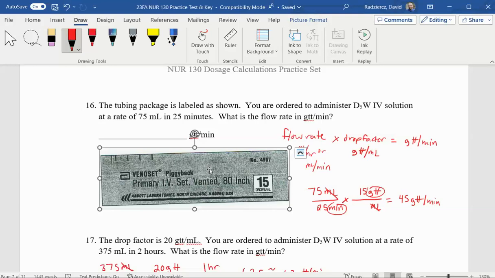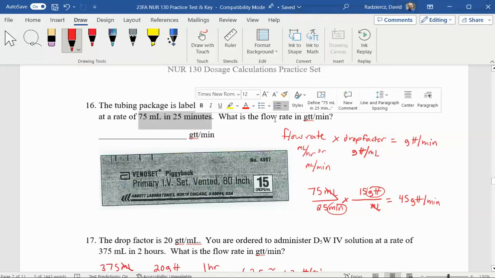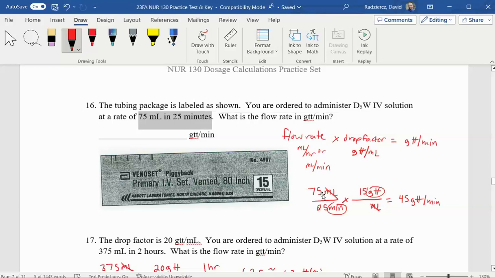In order to calculate the drop rate, you just need your flow rate times your drop factor. If it gives you your flow rate in minutes, like in this example, they tell you 75 milliliters in 25 minutes, don't convert minutes to hours. Leave it as minutes. So 75 milliliters over 25 minutes, times your drop factor of 15. And that's how we get an answer of, for this one, 45 drops per minute.